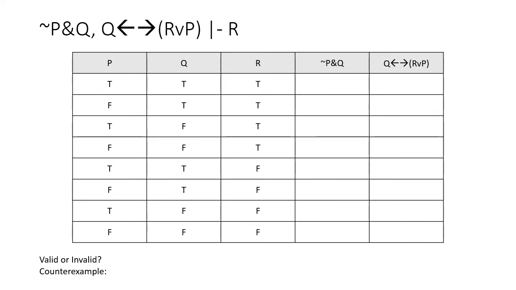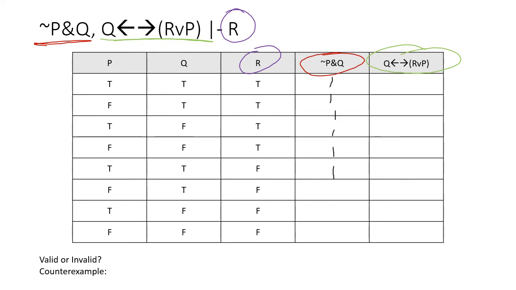Look at this next one. Got two premises. Got one there. Got one here. Our conclusion is just the R. And so looking at this first one, because there are no parentheses, the tilde is just set over P, so we'll do the tilde first. So we'll take all these values and just flip them over.